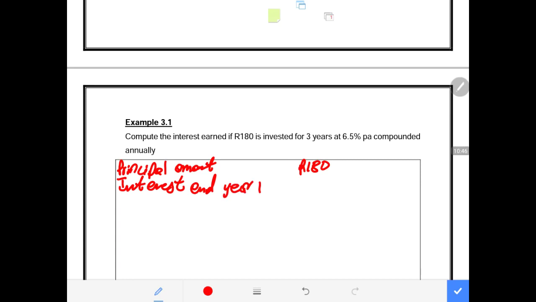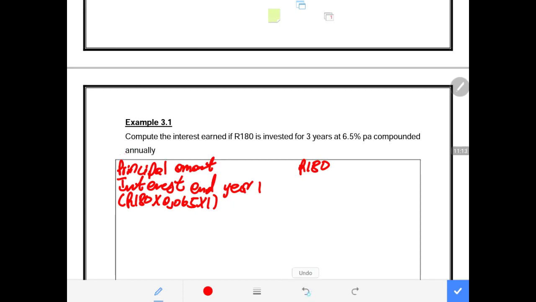The interest at the end of year 1 will be the amount that was invested, which is 180 rands, multiplied by 0.065, times 1. The reason why we multiply by 1 is because we are looking for the interest only for one period, or one compounding period. One compounding period in this case being a year, which is the interest only in year 1.